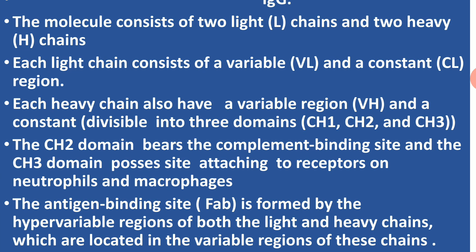Immunoglobulin G represents the typical immunoglobulin. The molecule consists of two light chains and two heavy chains. Each light chain consists of a variable and a constant region. Heavy chain also has a variable region and a constant region, which is divisible into three domains: CH1, CH2 and CH3. CH2 domain bears the complement binding site, whereas the CH3 domain possesses the site attaching to the receptor on the neutrophils and macrophages. The antigen binding site Fab is formed by the hypervariable regions of both the light and heavy chains, which are located in the variable regions of these chains.